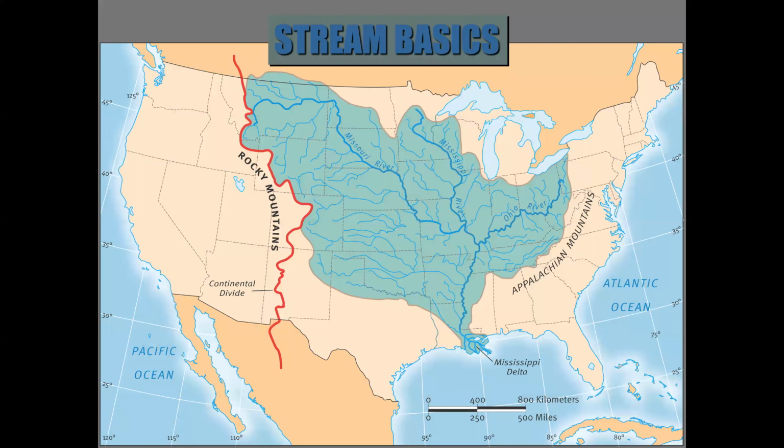Here's some stream basics. Anything you see in the blue shaded area happens to be where all the water that falls in here will drain through the Mississippi Delta. So this is called a catch basin. Big rivers like the Mississippi, the Ohio, the Missouri, the Arkansas, the Red, the Tennessee, the Kansas, the Platte, all these rivers will empty their contents through the Mississippi Delta.